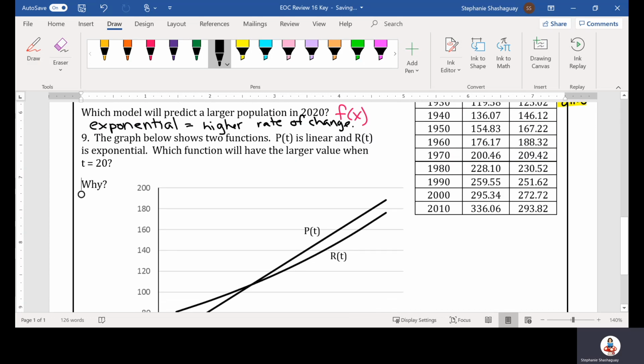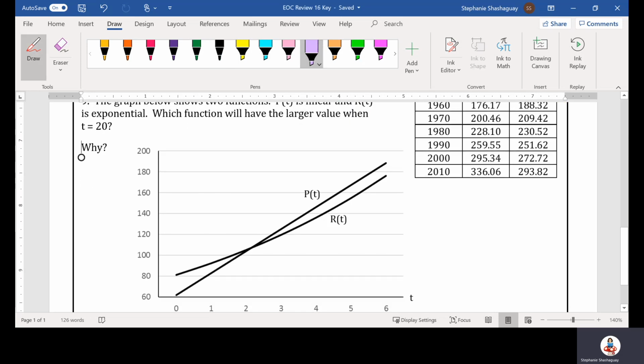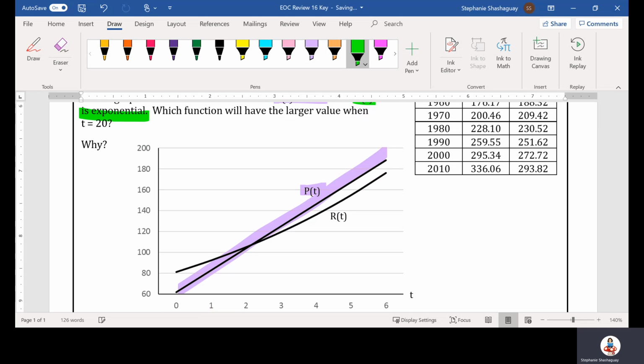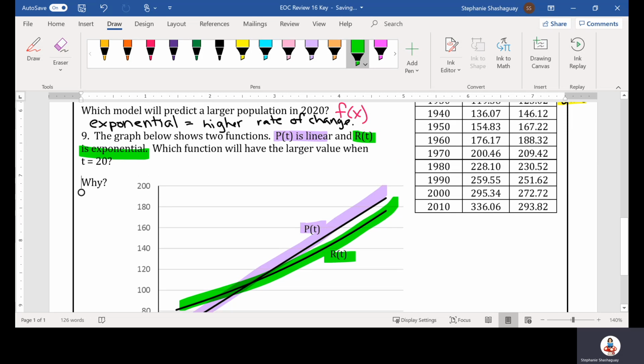Okay, and number 9, the graph below shows two functions. We have our p of t function, which is this linear function, and we have our r of t function, which is exponential. Which function will have the larger value when t is equal to 20?